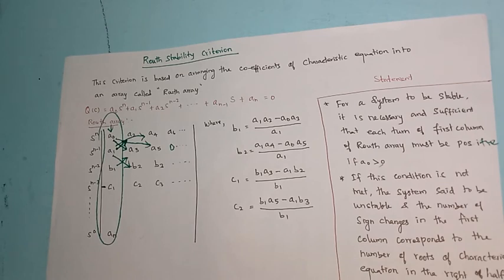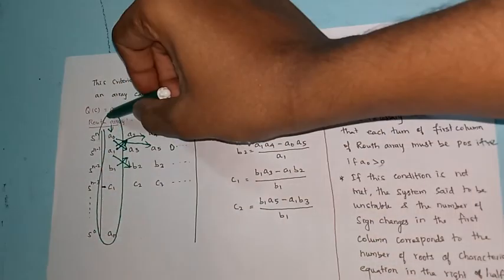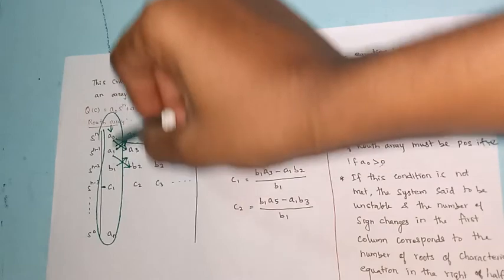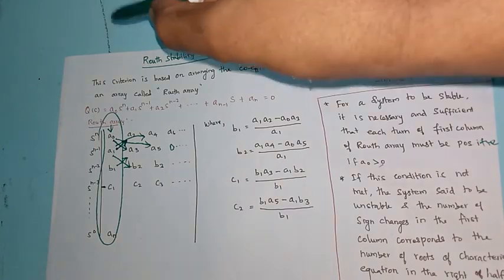Once again, I repeat this statement. For a system to be stable, it is necessary and sufficient that each term of the first column of the Routh array must be positive. If this condition is not met, the system is said to be unstable, and the number of sign changes in the first column corresponds to the number of roots of the characteristic equation in the right half of the s plane. It should be observed very carefully: only the first column decides whether the given system is stable or unstable.